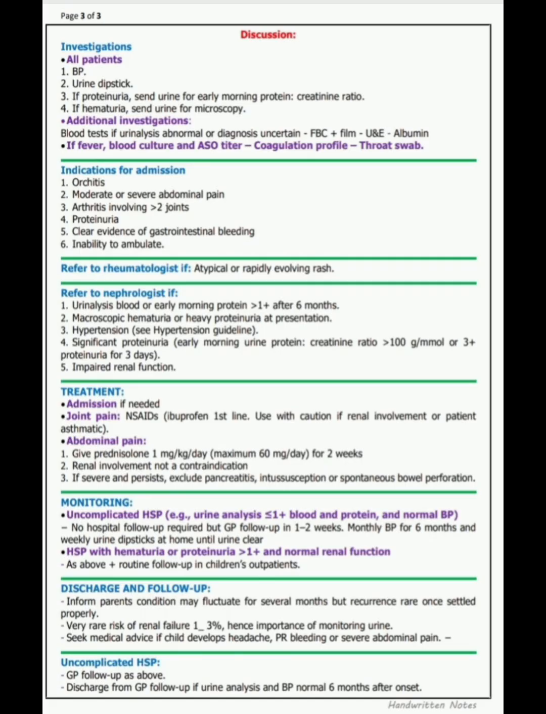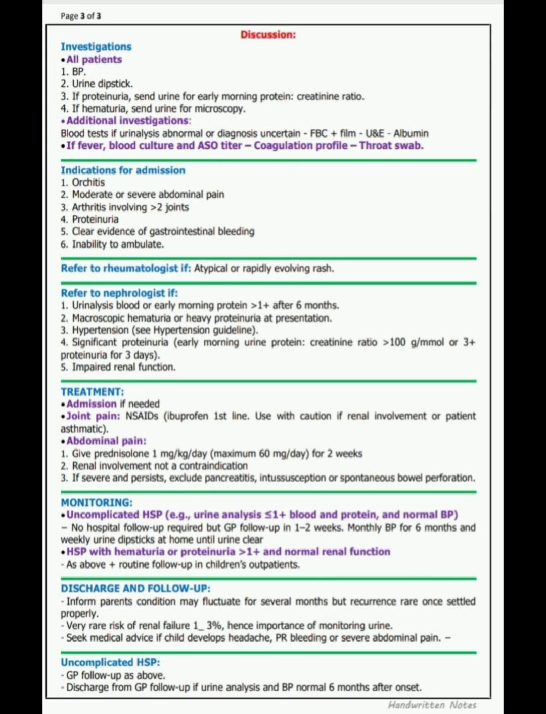Discussion portion of Henoch-Schönlein purpura: we know that after the history, they ask us some questions. So what investigations do you do for these patients? For all patients, we do blood pressure and urine dipstick. Number 3, if proteinuria, send urine for early morning protein creatinine ratio. Additional investigation, that is blood tests: if urinalysis is abnormal or diagnosis uncertain, we do full blood count plus blood film, urea and electrolytes, and albumin level. If fever, blood culture and ASO titer, coagulation profile and throat swab.